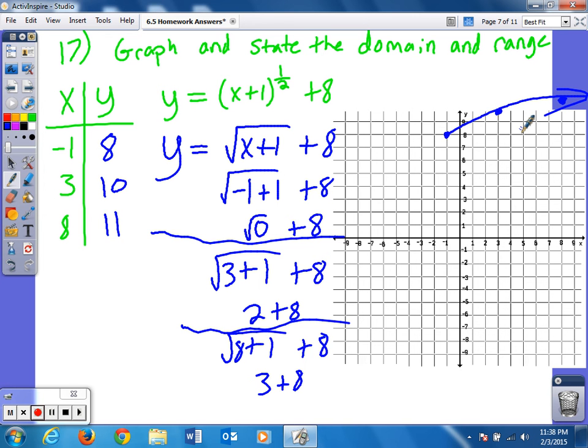For the domain, like I said earlier, we can't have anything less than -1, and so our y values are restricted by that fact as well. So domain is x is greater than or equal to -1, and range is y is greater than or equal to 8.